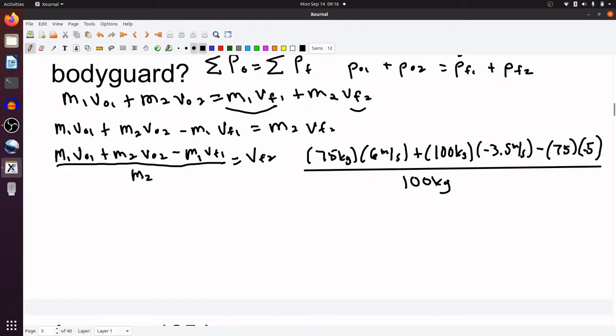All right, calculating time. Let's do that. So I take 75 and I times it by 6, and I'm going to subtract 3.5 times 100. And then I'm going to subtract 75 times 0.5. And then I divide that by 100, and I get 0.625.